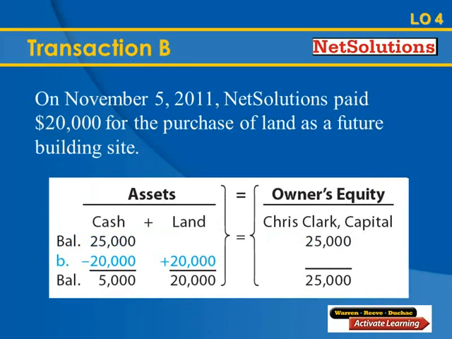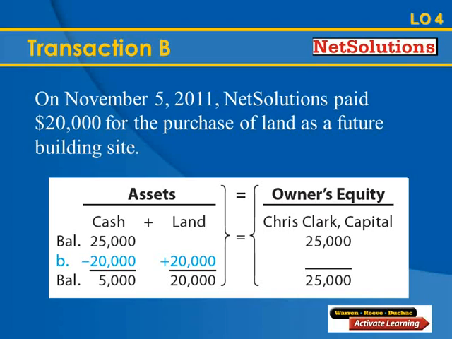In the next transaction, Net Solutions exchanged $20,000 for land. This transaction affects two different asset accounts. The asset account, cash, is decreased by $20,000, and the asset account, land, is increased by $20,000. The total assets are still equal to $25,000, although the composition of the total assets has changed.